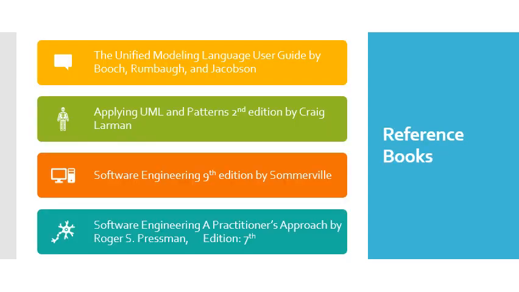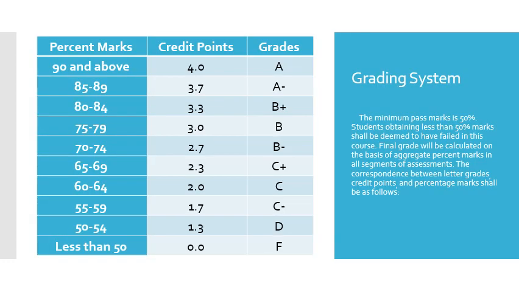Next are some reference books. These reference books are the ones which you have already studied in the Introduction to Software Engineering subject in third semester, and the other two books, Applying UML and Patterns, will assist you in the sixth and seventh chapters, and next is the grading system.